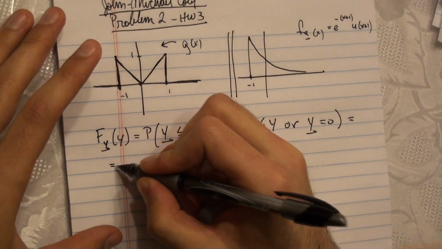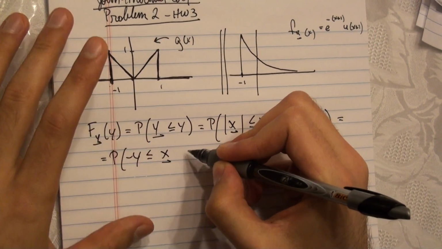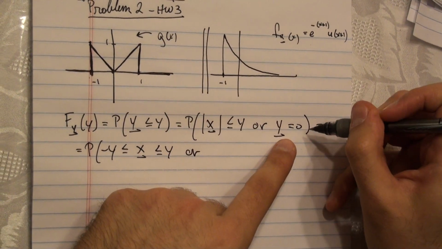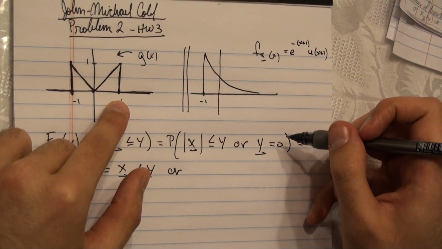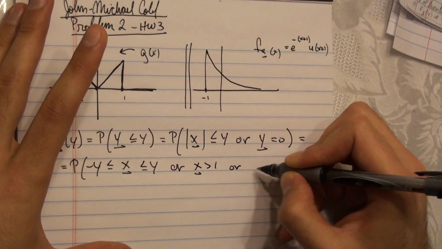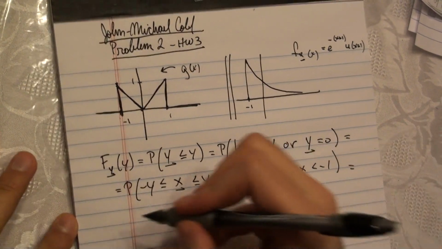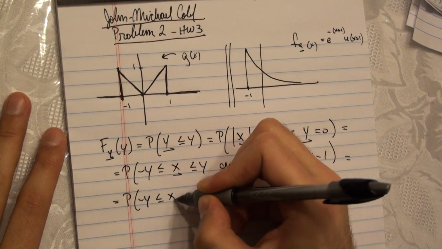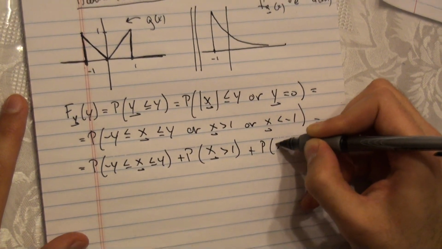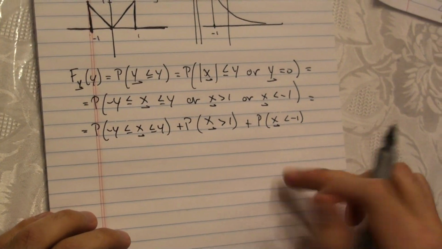So, continuing here, this becomes the probability that negative y is less than or equal to random variable X. Or, now, when is random variable Y equal to 0? That's when X is greater than 1 or less than negative 1. So we have, or random variable X greater than 1, or random variable X less than negative 1. Now, because these three events are mutually exclusive, we can write this. So this is what we have. Now, we have to consider each of these.